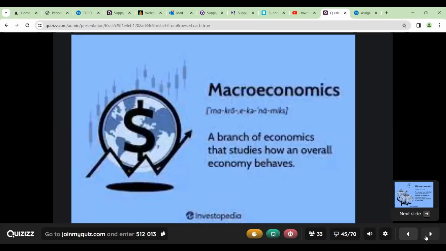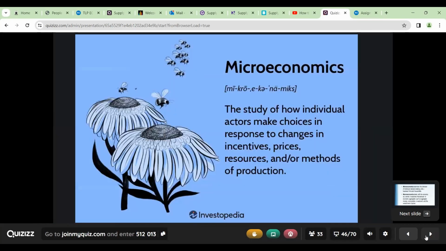So macroeconomics, we went through this last week, but an overview: a branch of economics that studies how an overall economy behaves. So it's all across the whole economy. Microeconomics is a study of how individual actors make choices in response to changes in incentives, price of resources, and or methods of production. So microeconomics is like buying a Tim Hortons coffee. That's really what it studies, not the full economy.